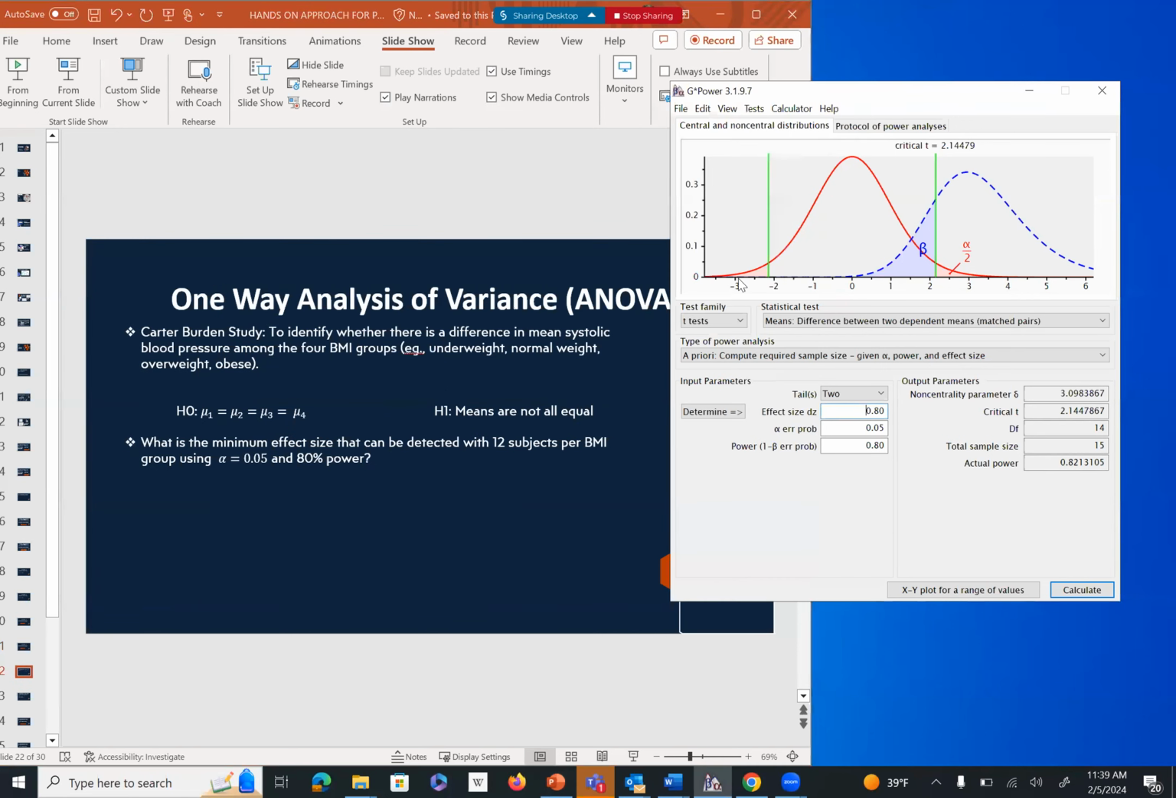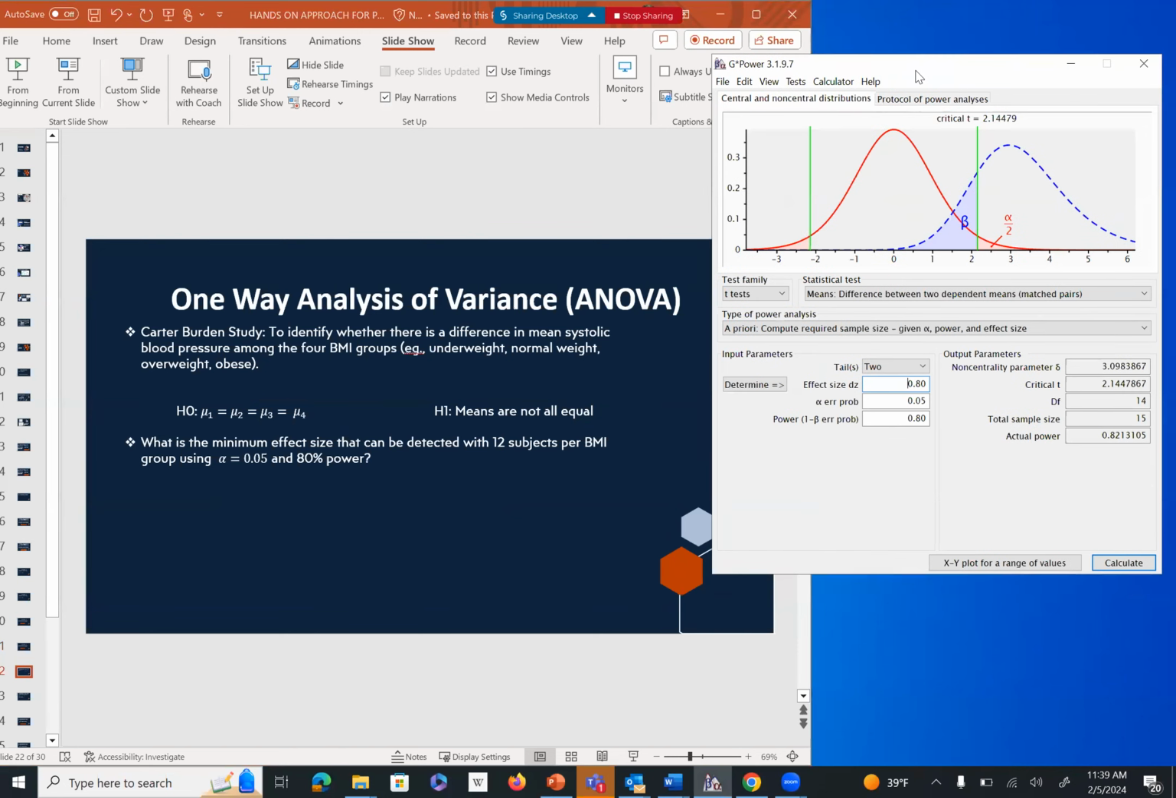Now, moving forward, we're performing a one-way ANOVA. Why do we perform a one-way ANOVA? It's when we're looking to test for a difference in means between two groups or more. So, for example, here, it's a Carter burden study. We want to identify whether there was a difference in the mean systolic blood pressure among the 4 BMI groups. It's a factor with 4 different levels: underweight, normal weight, overweight, and obese. And we want to compare the difference in the mean systolic blood pressure across these 4 groups.